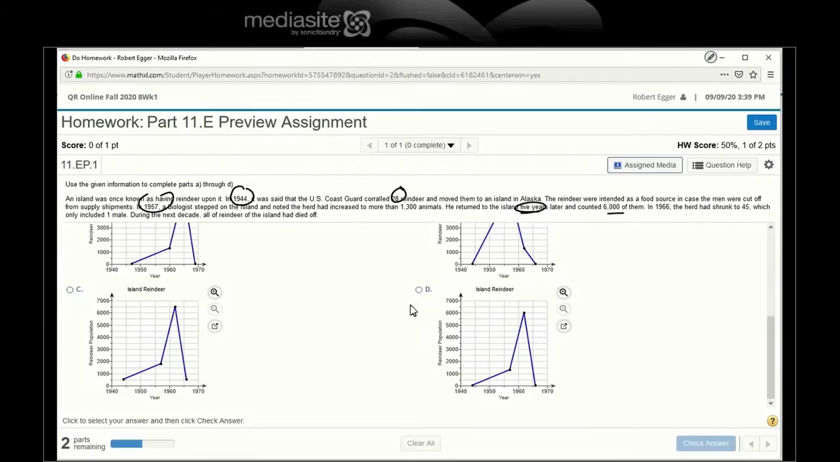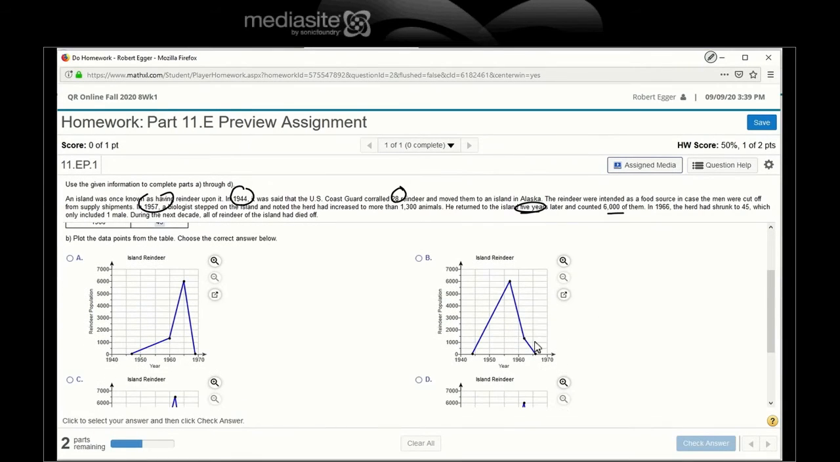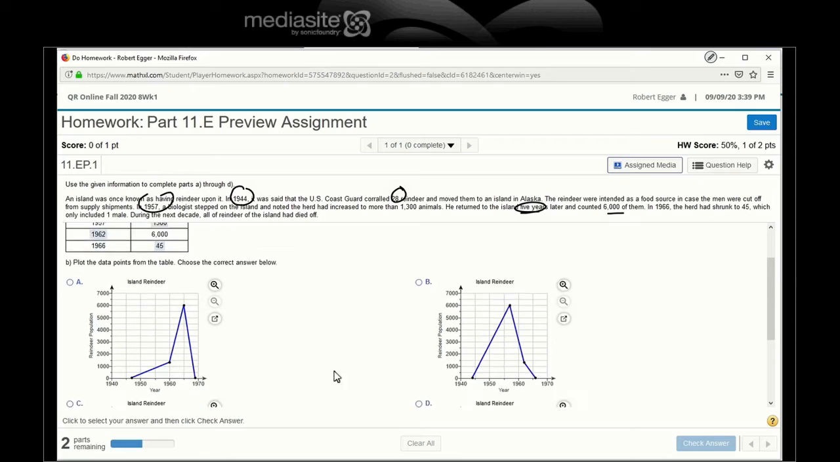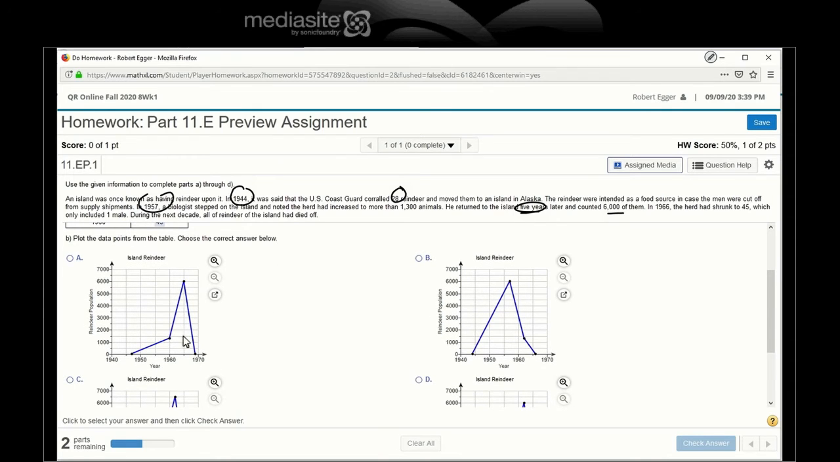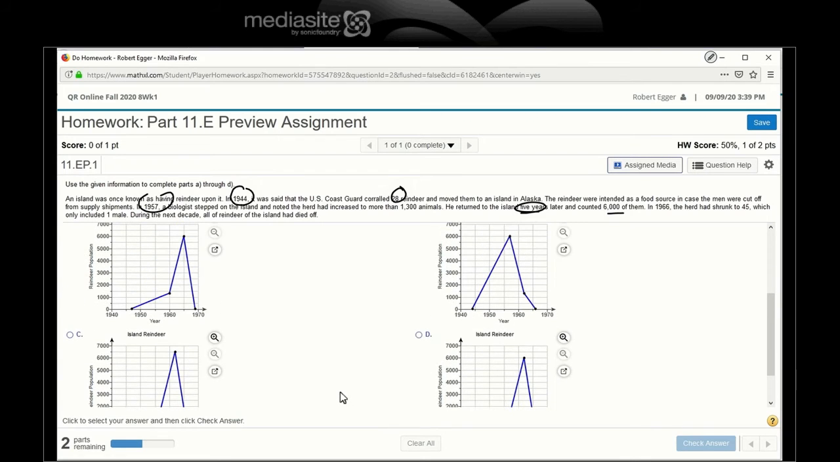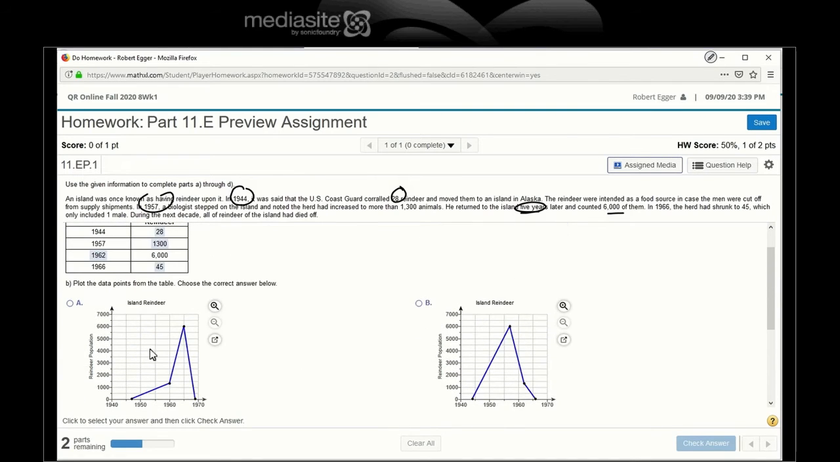So let's see, we can rule this one out. These 2 points are backwards, so B we can rule out. C, A, this one I'd rule out because that bottom line is like 1968, 69; 66 is more like here. So definitely A and B are out.